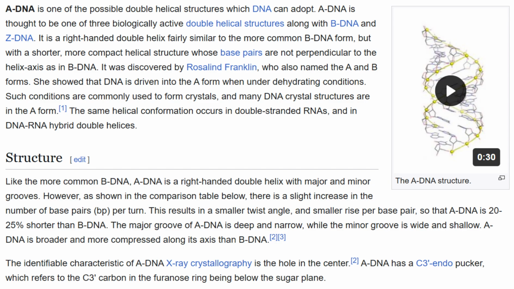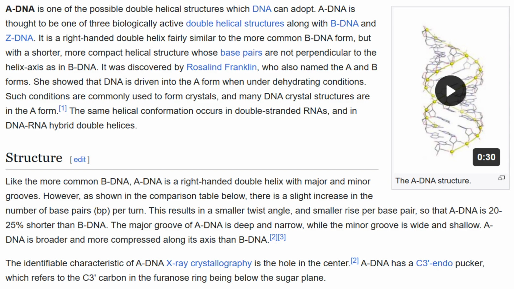Structure: like the more common B-DNA, A-DNA is a right-handed double helix with major and minor grooves. However, as shown in the comparison table below, there is a slight increase in the number of base pairs (BP) per turn. This results in a smaller twist angle and smaller rise per base pair, so that A-DNA is 20 to 25% shorter than B-DNA.